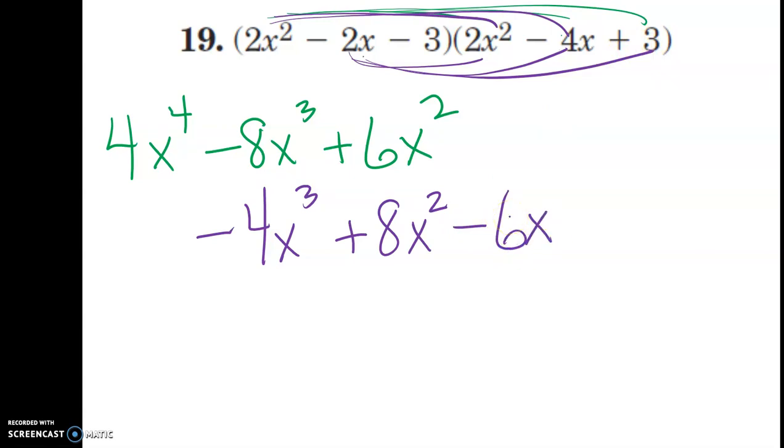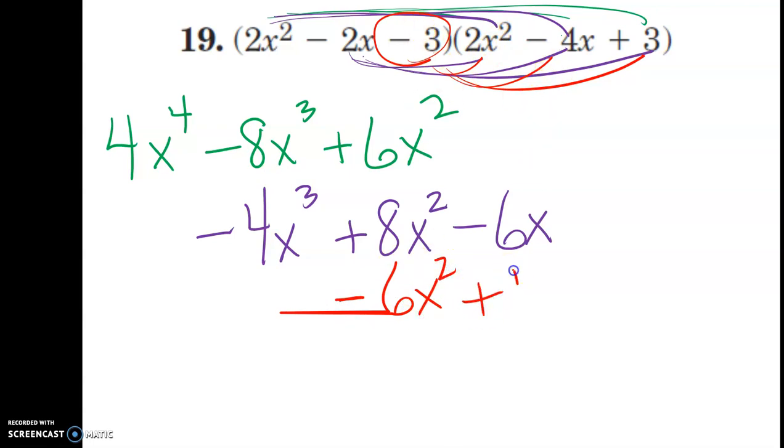Make sure you're bringing the variables along, because otherwise we end up with things that are not going to look like they are alike, and we're not going to get the right answer. Last one, we're going to distribute that -3 to each of these terms. -3 times 2x squared is going to give me a -6x squared. -3 times -4x gives me a positive 12x. -3 times 3 gives me a -9. It doesn't cancel each other out. This is multiplication, not addition. Okay, so -3 times 3 is a -9.